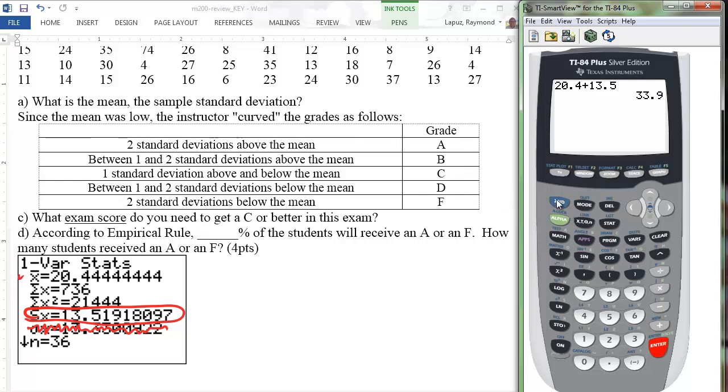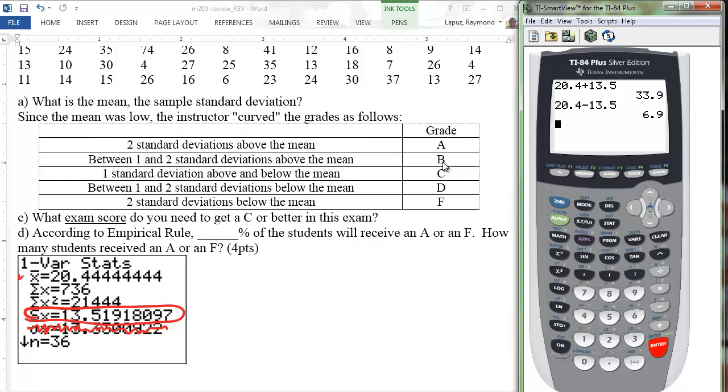To get the bottom C range, I want to do the same exact thing I have in my calculator up here, my last entry, except instead of a plus it's a minus. So I can recall my last entry by hitting second function and enter, and I'll move my arrow until I get the plus sign and hit the minus sign, and then I'll press enter, and that's going to give me a 6.9. So a score of a 6.9 or 7 on the test would give you a C. Anything lower than that would give you a D or an F.